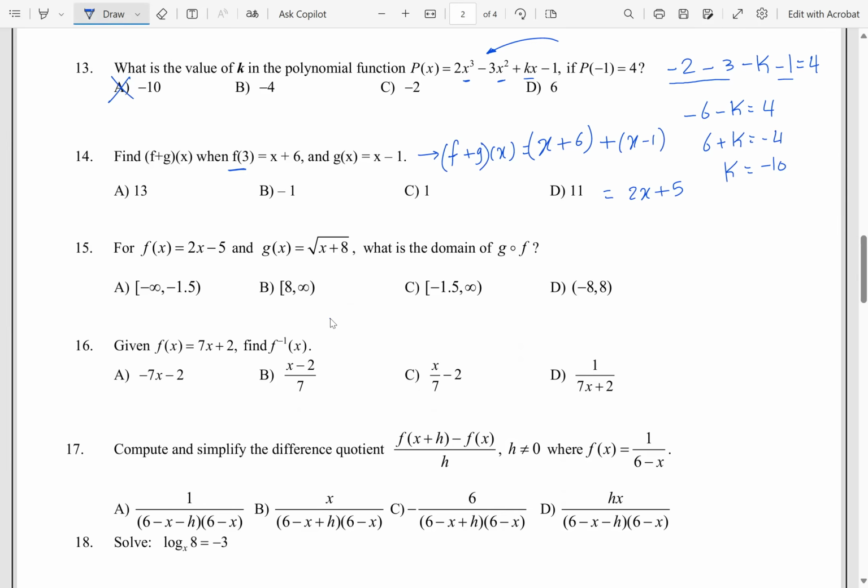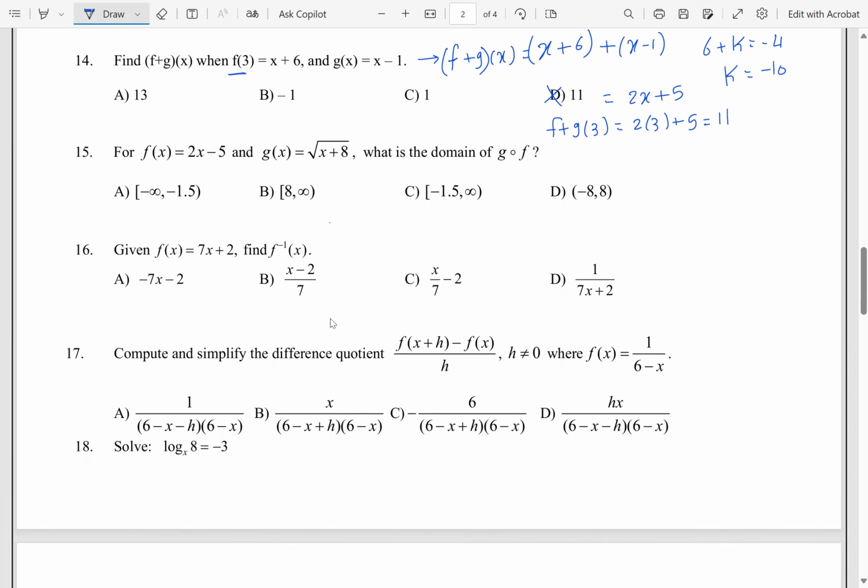Actually, here I use f of 3, so it means x is 3. So I just add f plus g of the number 3. 2 times 3 plus 5 is equal to 11. So the answer is 11 in question 14.